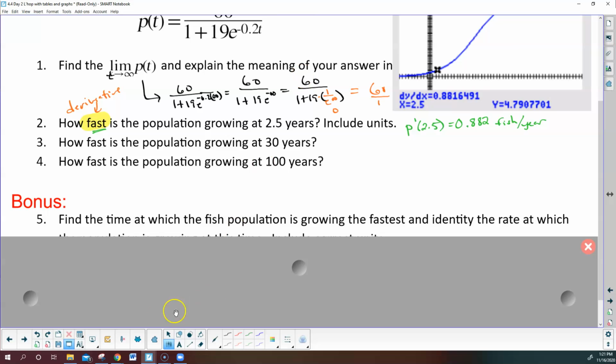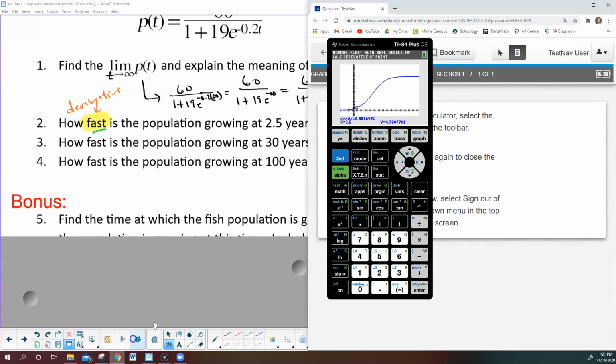All right, now that's one way to do this problem. And it's if you have the graph already. But what if we don't have the graph? I'm going to go second quit. There's another way to do this. So second quit gets me to a blank screen. If I hit the math button and I scroll down to option 8, it says n derivative. That stands for numerical derivative. You're going to hit enter.